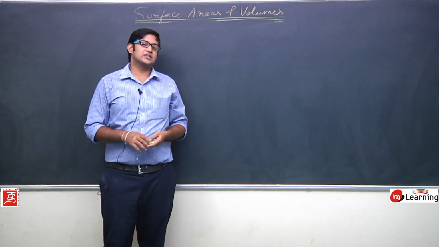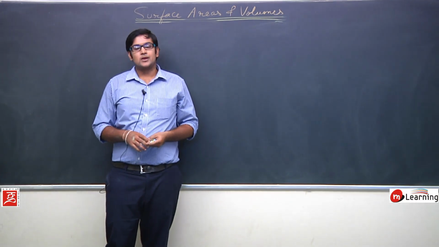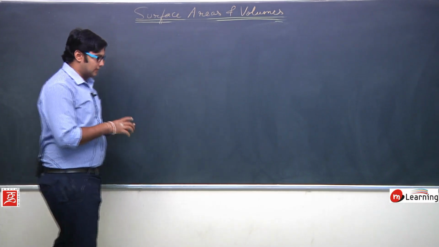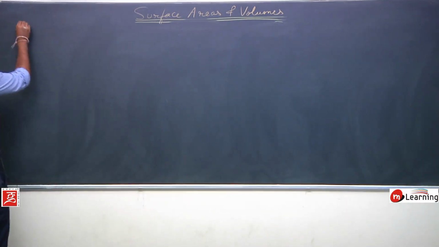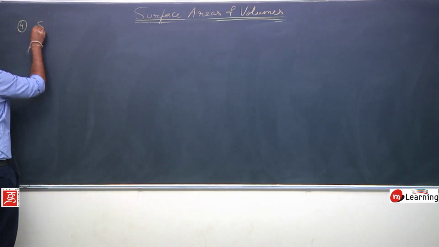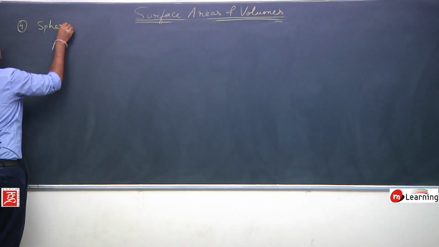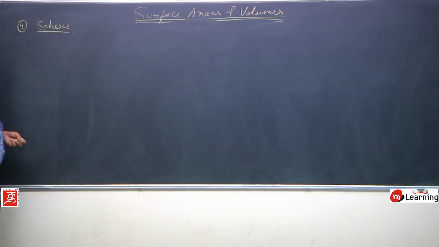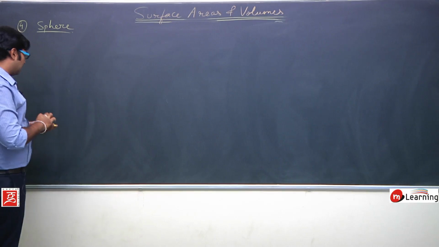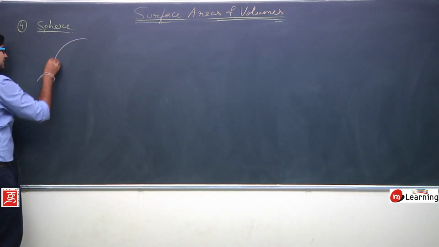Okay, so we have discussed 3 different solid figures. Let us discuss 2 more solid figures. The fourth one is sphere. A sphere is something like this.